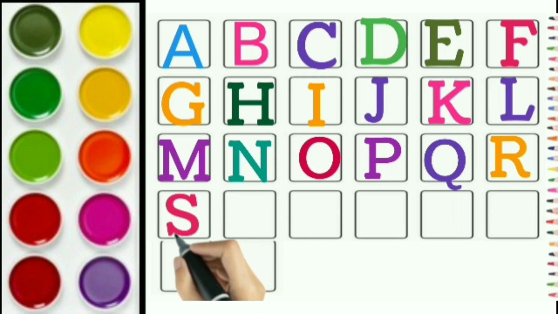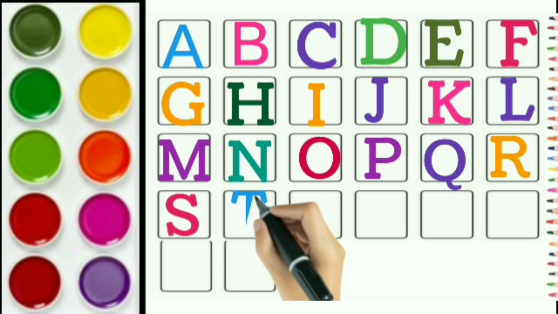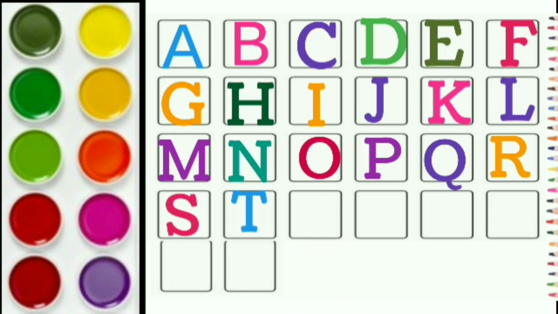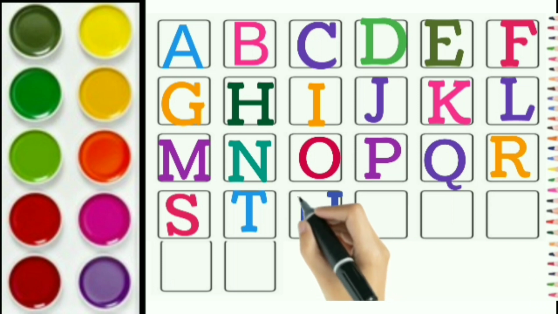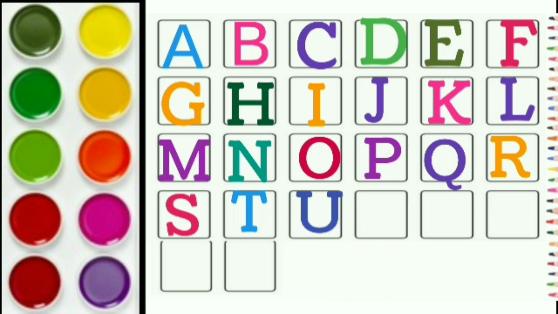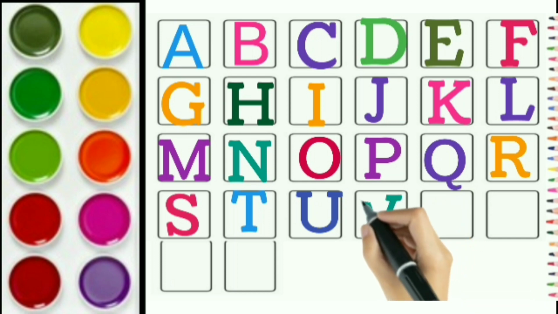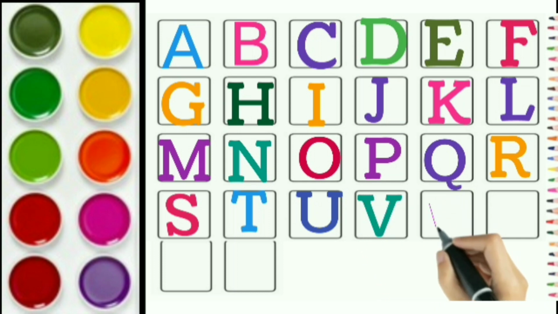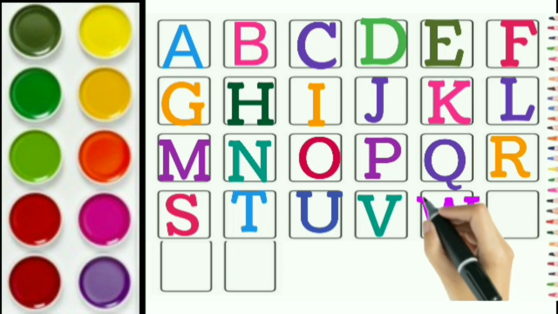S. S for sheep. T. T for tiger. U. U for umbrella. V. V for van. W. W for watch. Say with me, watch.